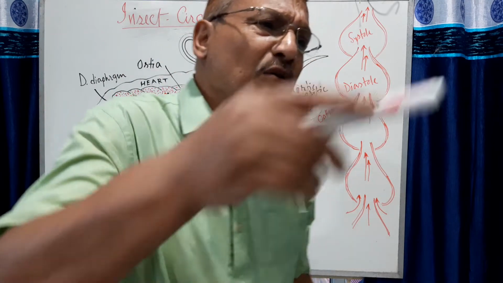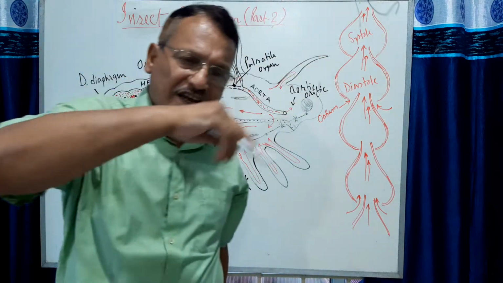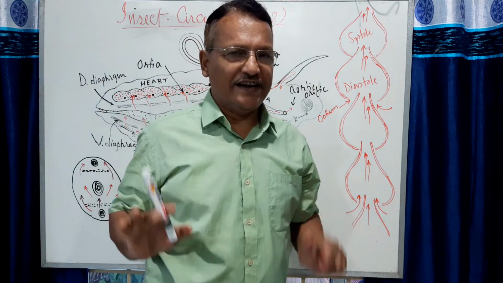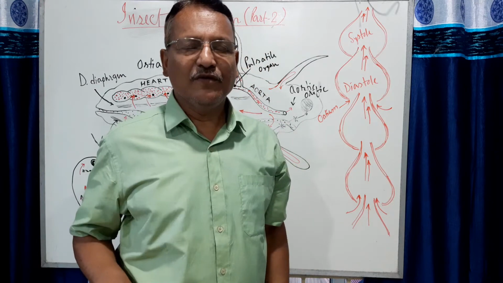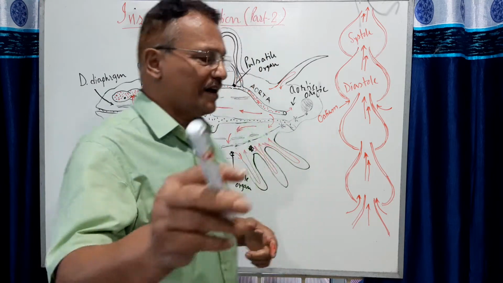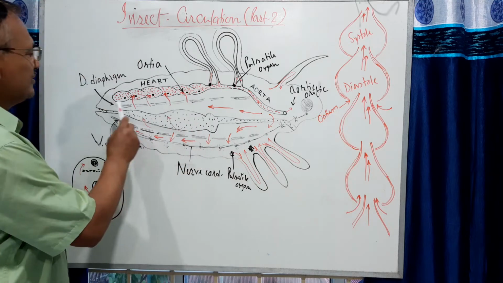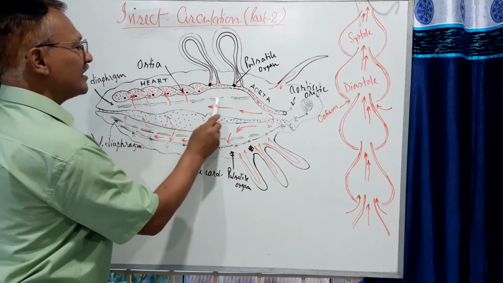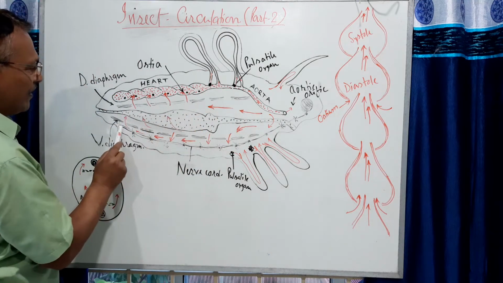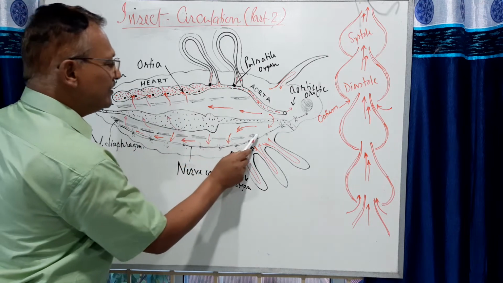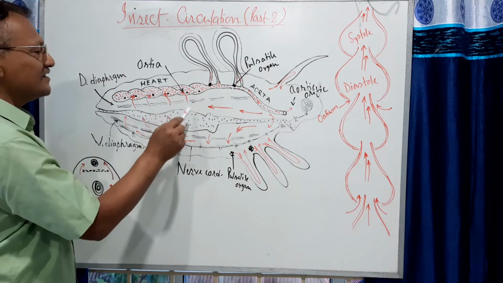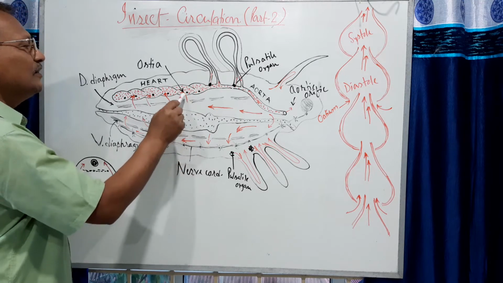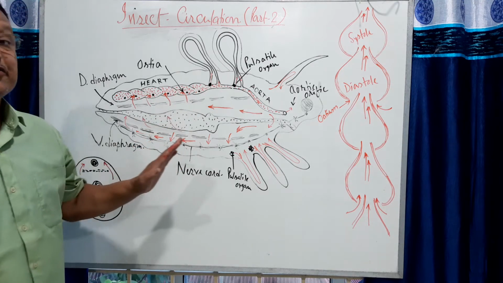Anyway, the whole hemocoelic cavity is divided into three sinuses by two diaphragms. One is the dorsal diaphragm, another is the ventral diaphragm. This is the dorsal diaphragm, and this is the ventral diaphragm. These dorsal and ventral diaphragms divide the whole hemocoelic cavity into three sinuses.